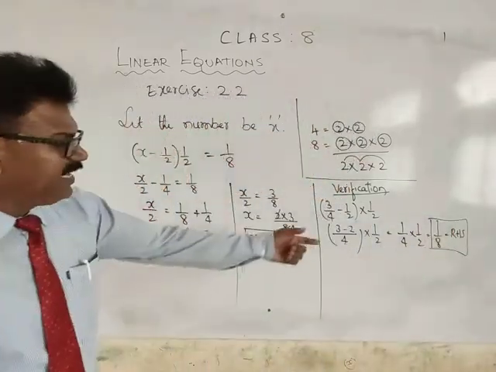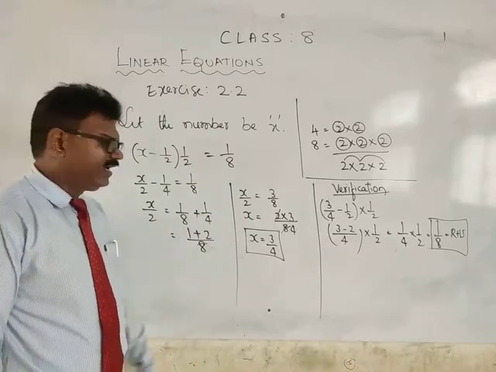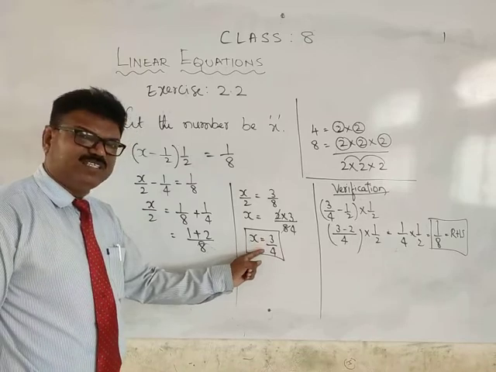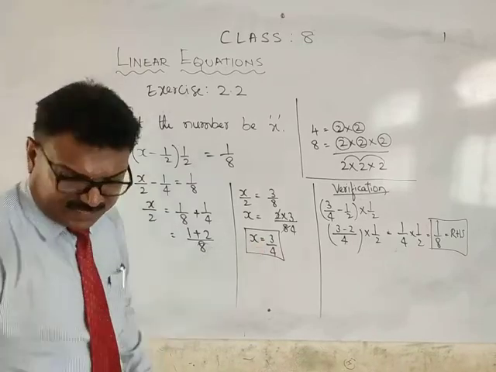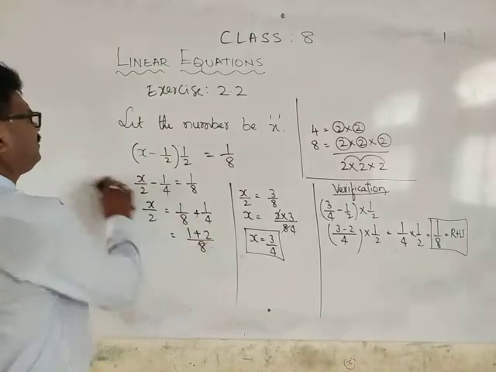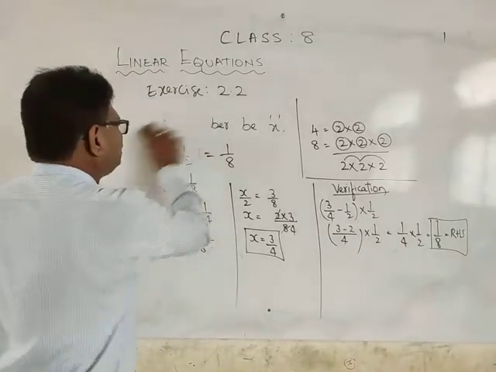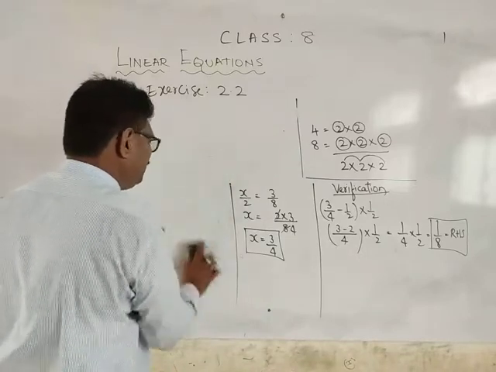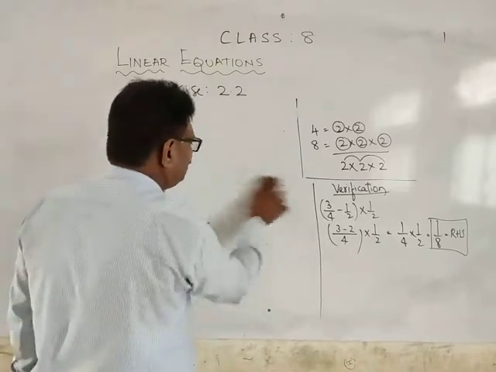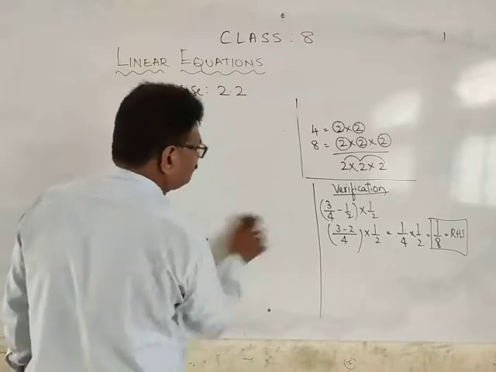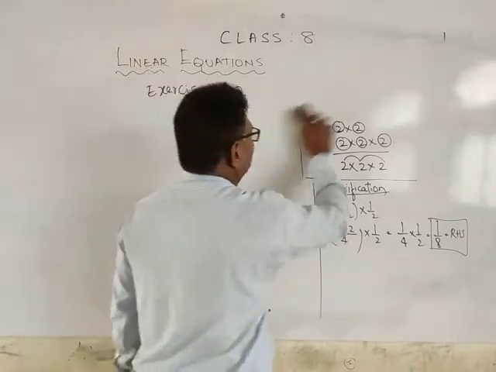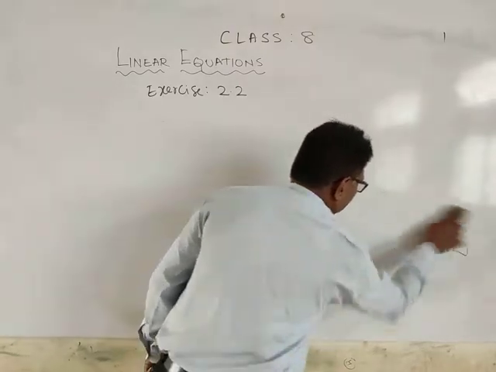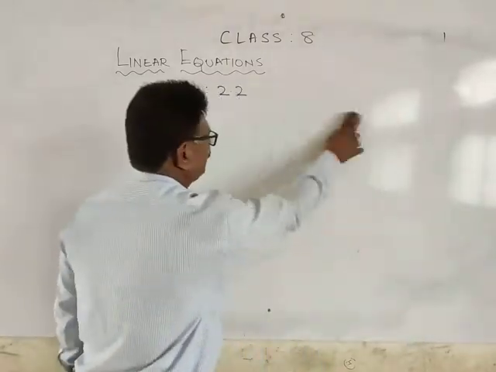Okay? So like this you can verify your number. So what we got, 3 by 4. If 3 by 4 is the number, then it is correct only. Did you understand now? Yes. Please maintain the classwork. Write down the classwork. Yes. Next problem.